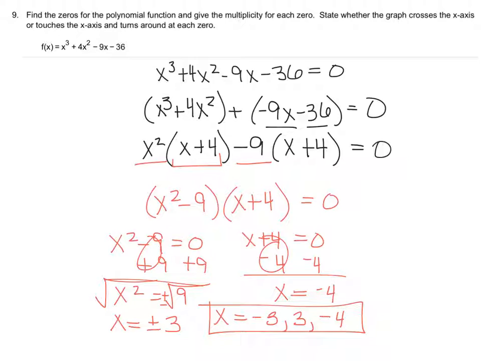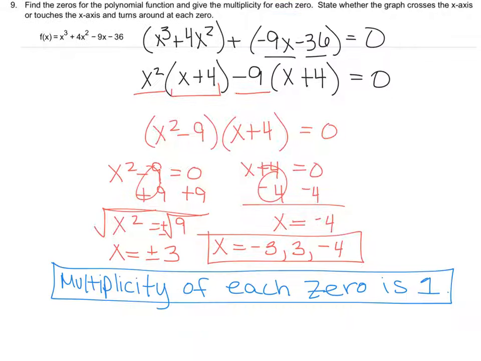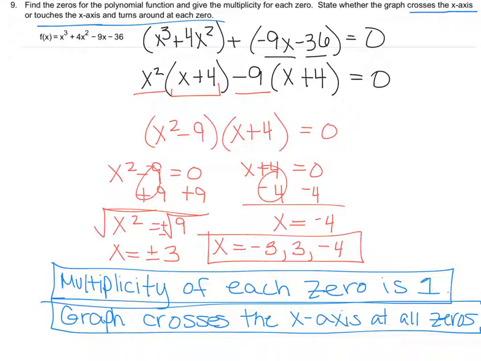Now for this problem, I'm also asked to find the multiplicity for each zero. So each zero occurs once, so that means that the multiplicity of each zero is 1. I'm also asked to state whether the graph crosses the x-axis or touches the x-axis and turns around at each zero. Now all of these zeros have a multiplicity of 1. Since the multiplicity is odd, that means that they're going to cross the x-axis at all zeros. So the graph will cross the x-axis. And these are my 3 answers to this problem.